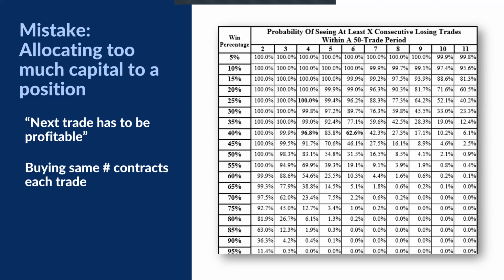So just knowing your probabilities and looking at this chart, say you're at a 40% win rate. That means you still have a 62.6% chance of seeing 6 losing trades in a row. That's a pretty good chance. I mean, that's more than a coin flip that you're going to see 6 losing trades in a row. And say maybe you're off on the year, you're only at about a 35% win rate. Obviously you're letting those winners run and cutting those losses, but that's a 77.1% chance that you're going to see 6 trades in a row lose.